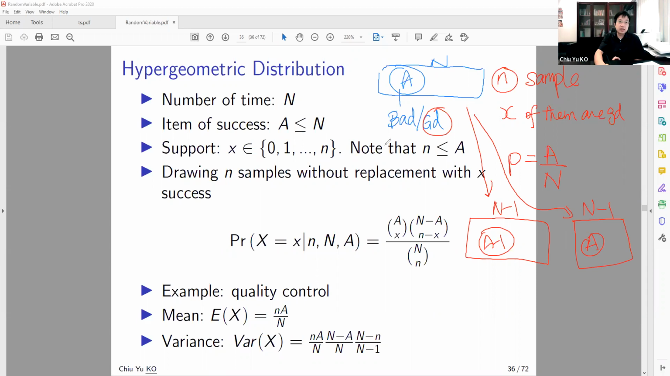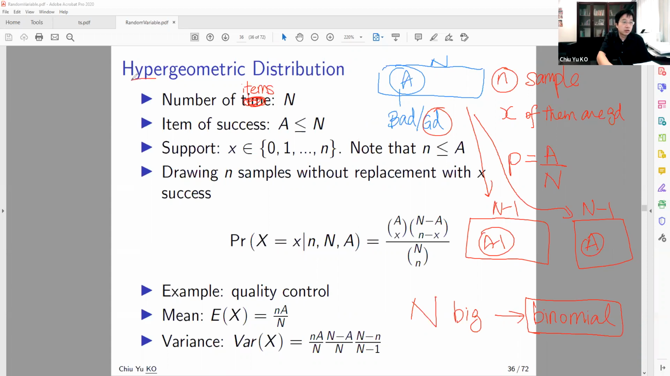And here you can see if N is very big, then we will go to binomial. Later we don't prove this fact, but actually you can see this is right, okay?